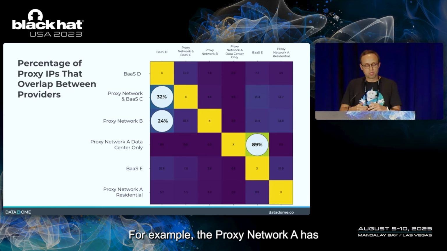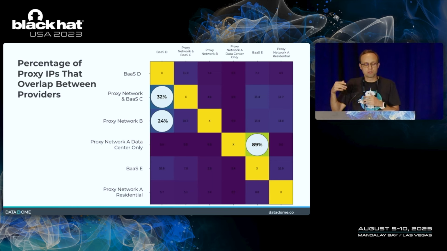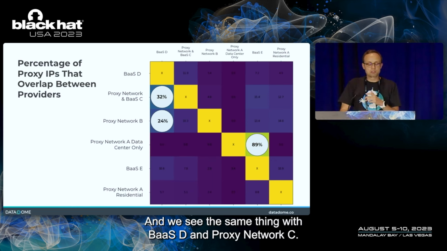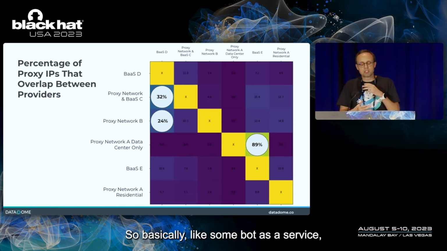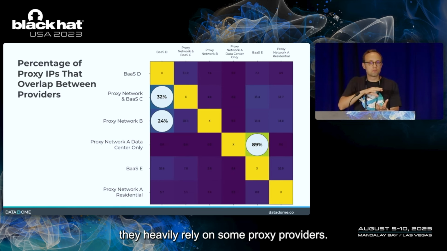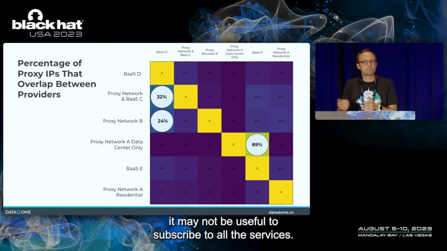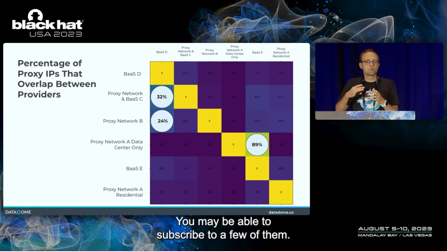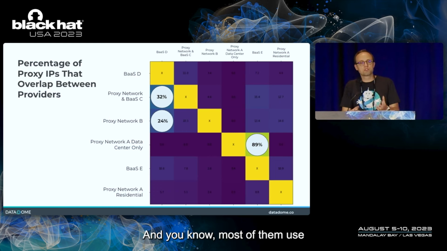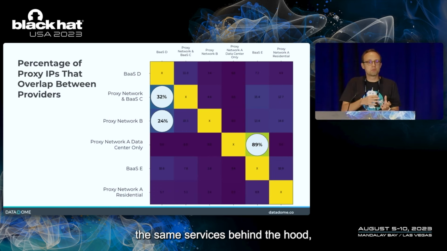For example, proxy network A has more than 89% overlap with bot as a service E. And we see the same thing with bot as a service D and proxy network C. So basically, some bot as a service heavily rely on some proxy providers. If you want to enumerate all their IP addresses, it may not be useful to subscribe to all the services. You may be able to subscribe to just a few of them, because most of them use the same services behind the hood, so no need to pay for all of them.